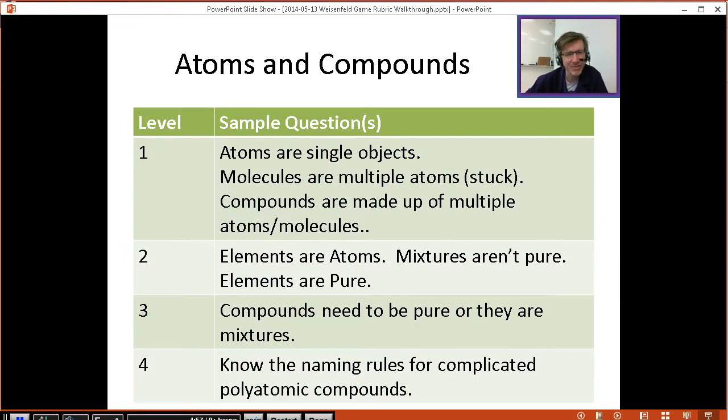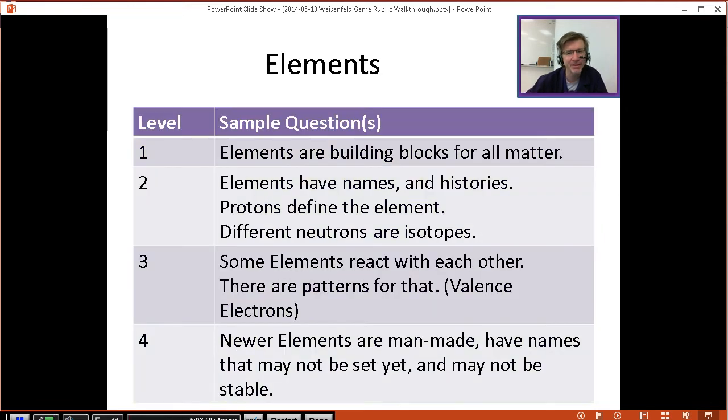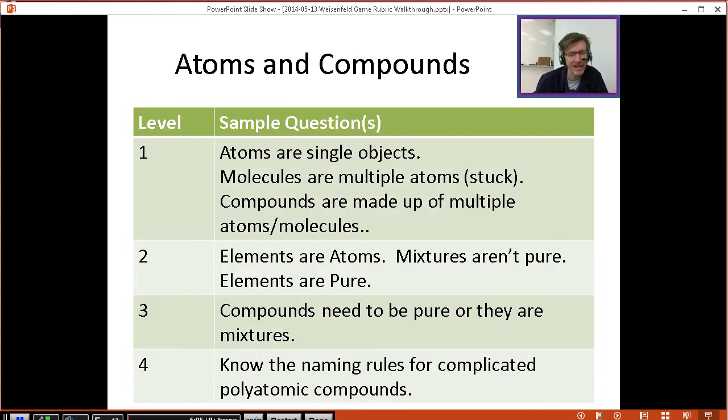We didn't talk too much about this, but we know that atoms are single objects, so there is such a thing as a neon atom. Molecules are when atoms come together, like they get stuck somehow. And then compounds are made up of multiple atoms or multiple molecules, okay? That's for level 1. Just some of the basic definitions.